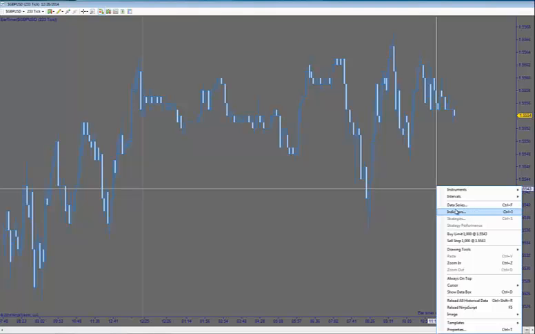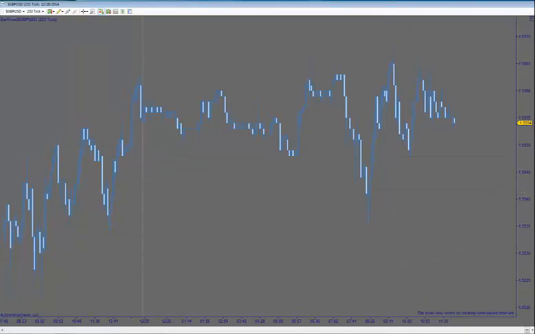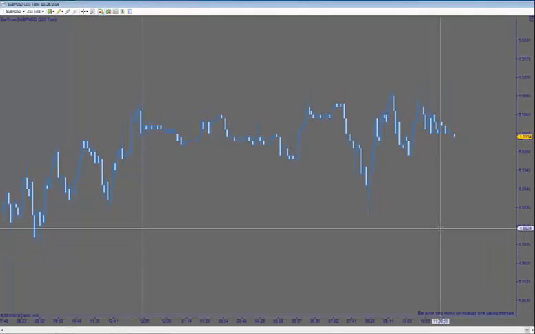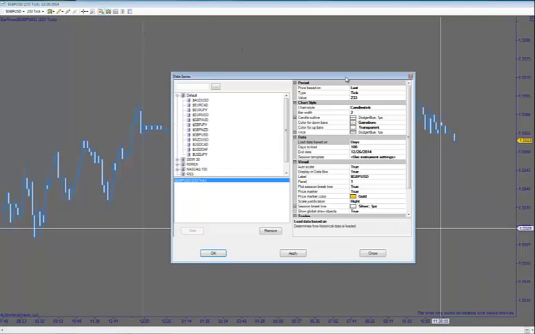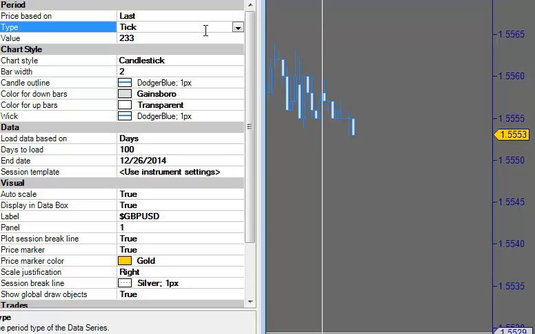Hang on a second. Why did it change colors? Sometimes NinjaTrader does some pretty wacky stuff.